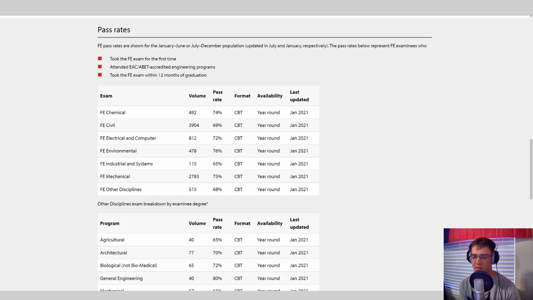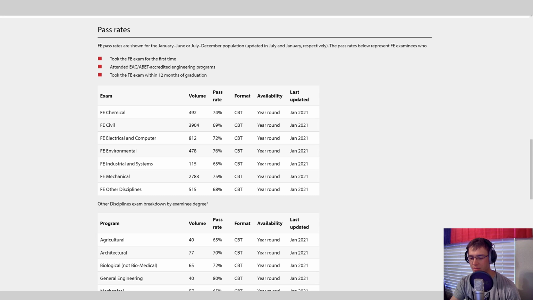The highest overall pass rate is environmental. The highest per capita pass rate would be mechanical. It's interesting. I wonder why that is.